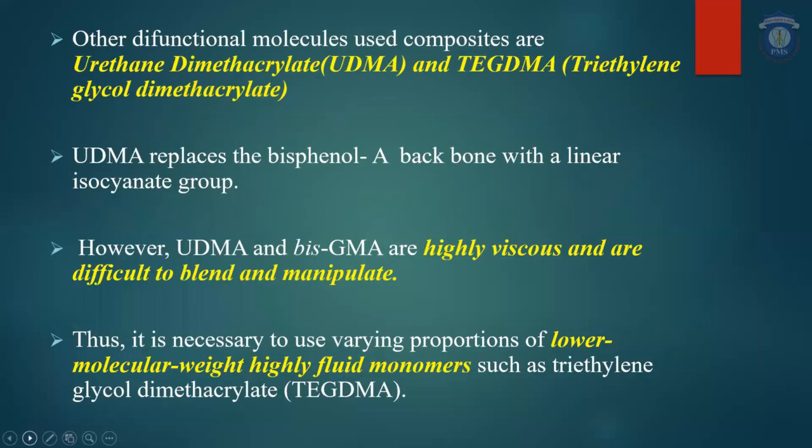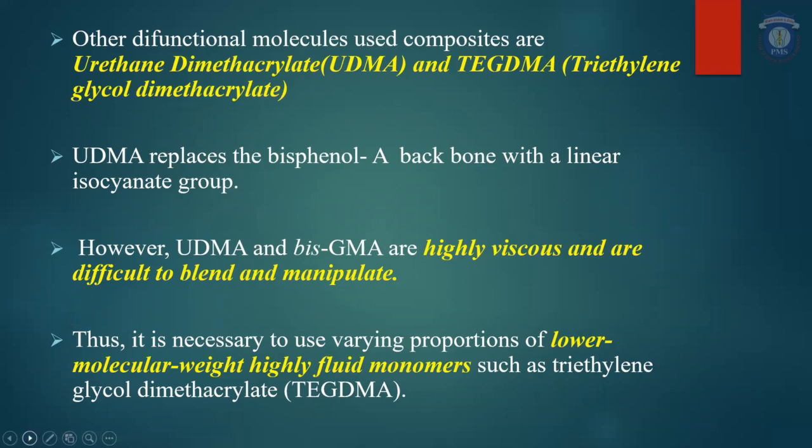I told you that these composite resins are in a paste-like consistency. Therefore, they are easy to manipulate and can be molded according to the contour or shape of the tooth. But bis-GMA and UDMA molecules are so large that the composite resin will become very viscous and difficult to blend and manipulate with the tooth structure. So we need to decrease the viscosity.